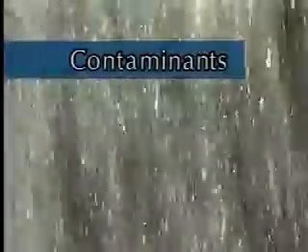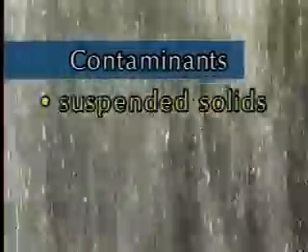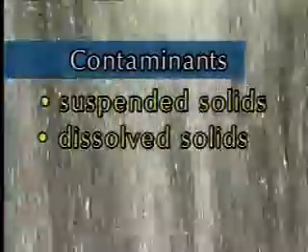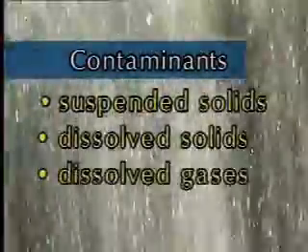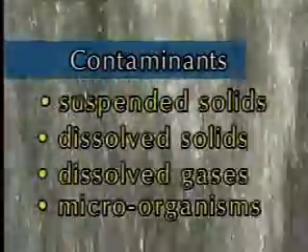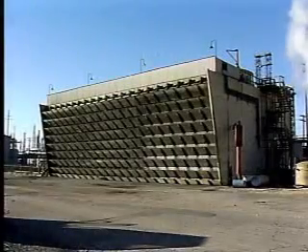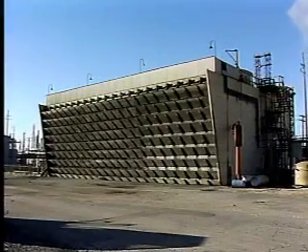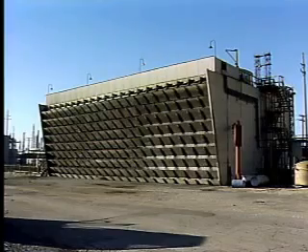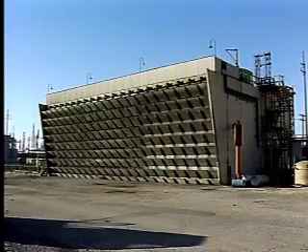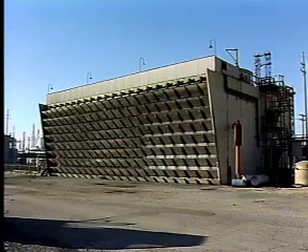All cooling water contains contaminants. The contaminants in cooling water can be divided into broad groups: suspended solids, dissolved solids, dissolved gases, and microorganisms. Suspended solids are solid particles that are trapped in the cooling water. One source of these particles is air. Dust and dirt can be carried into the tower by the air passing through it. These particles become trapped or suspended in the cascading water.